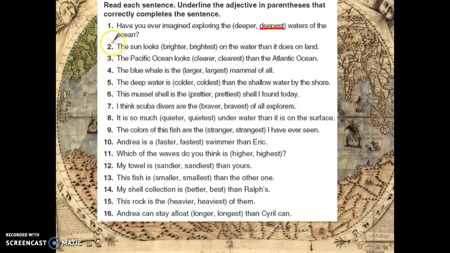Number two, the sun looks blank on the water than it does on land. Okay, so the sun, and we're comparing it to two things, how it looks on the water and how it looks on land. So that's two things. The sun looks brighter on the water than it does on land.